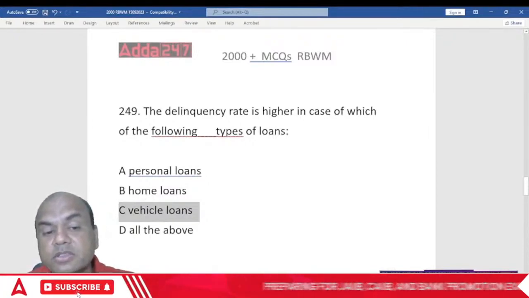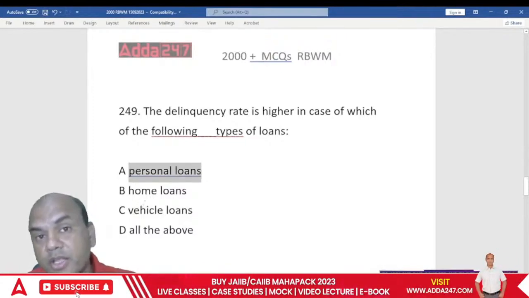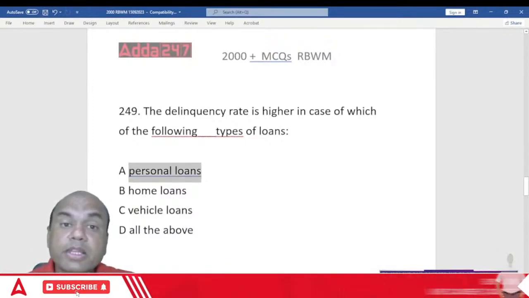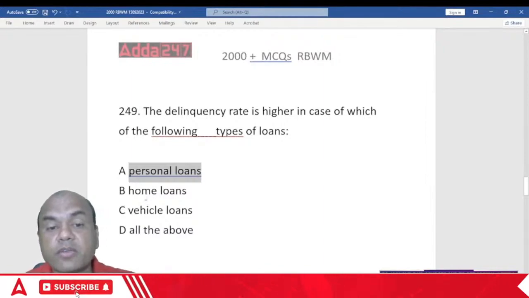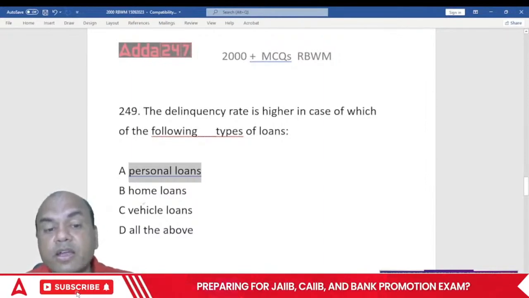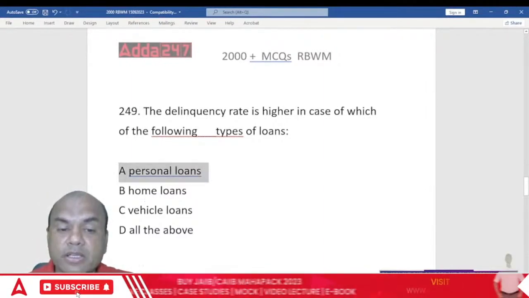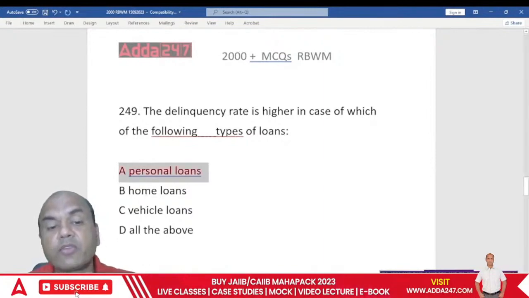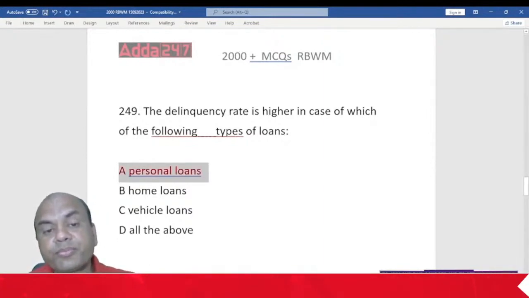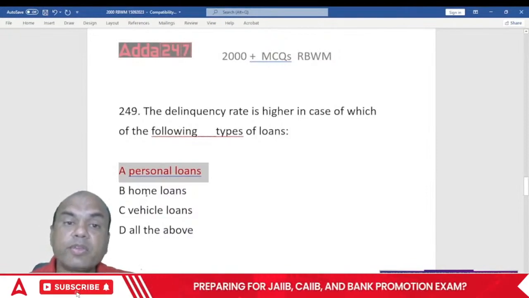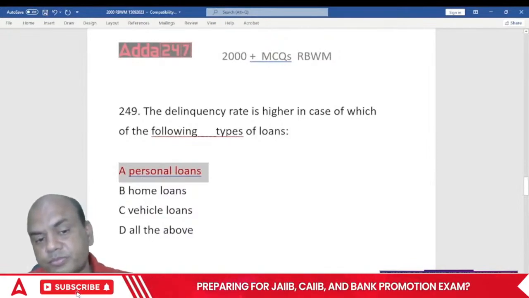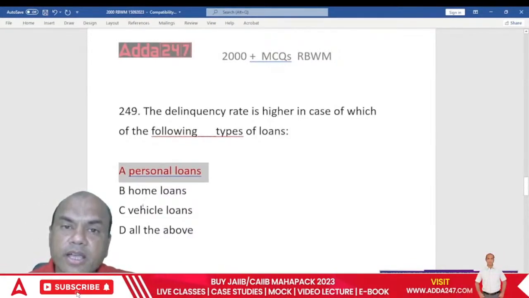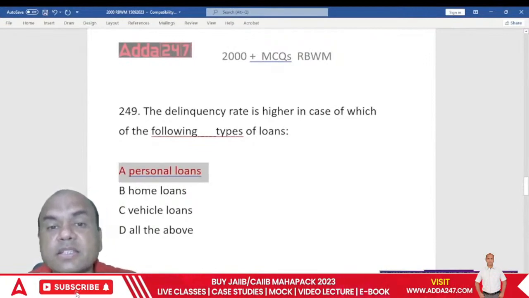But in personal loans, there is no security. So the borrower will be least afraid. Therefore, the delinquency rate or the failure rate of personal loans is much, much higher. And to counter this, we always follow the CIBIL score. The person with a higher CIBIL score has fewer chances of defaulting.